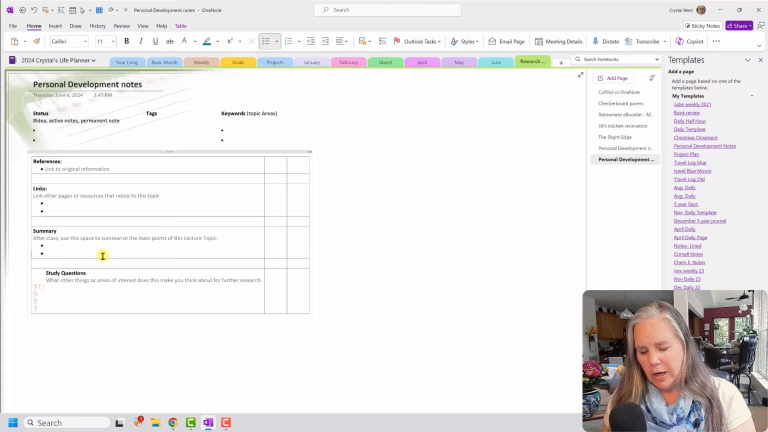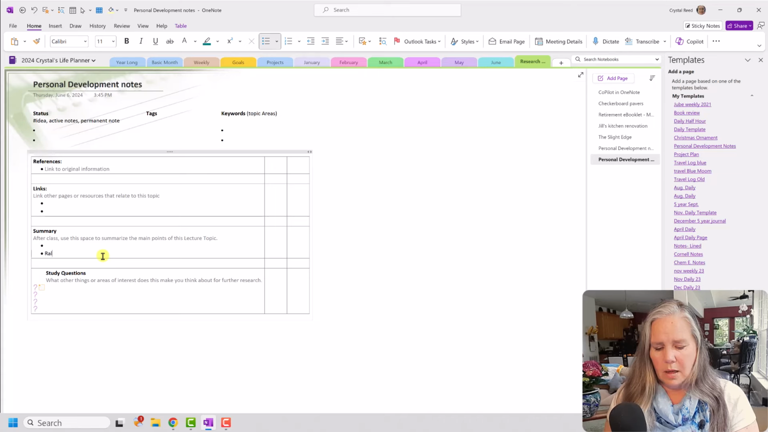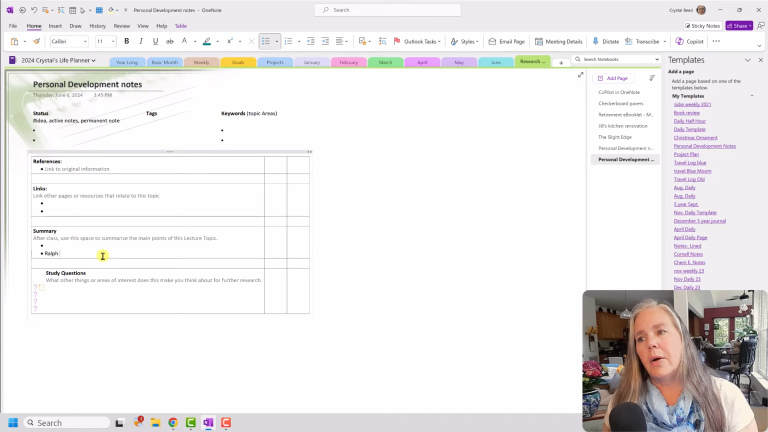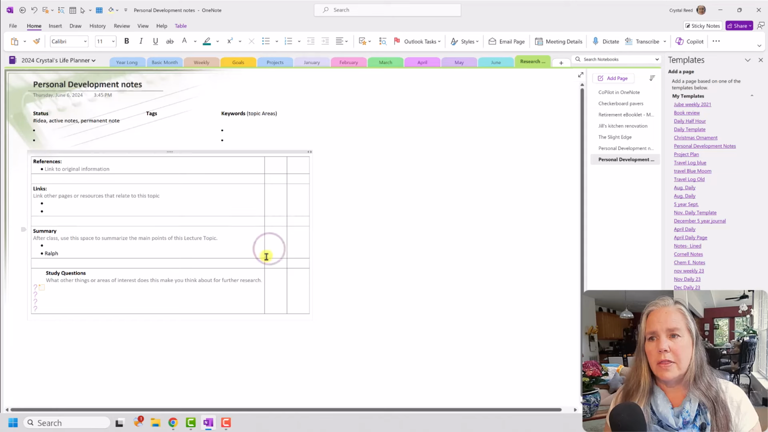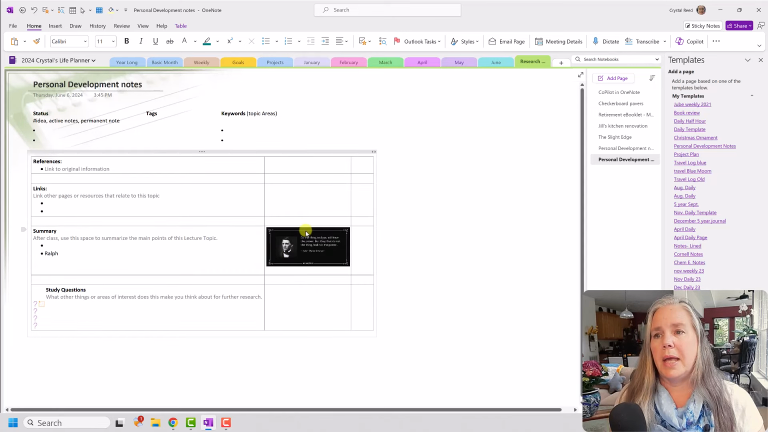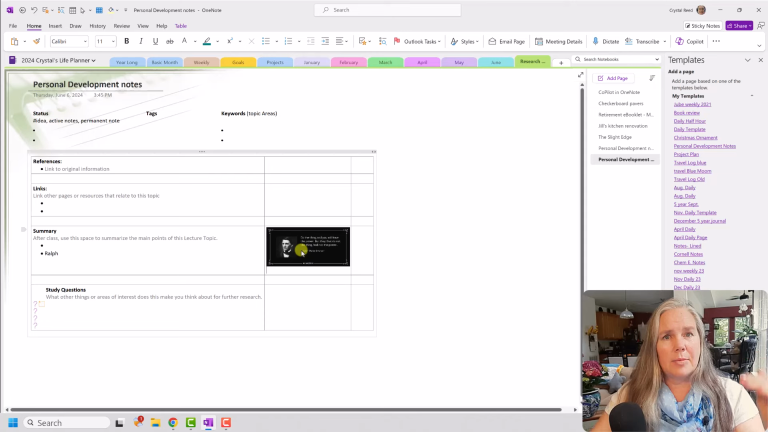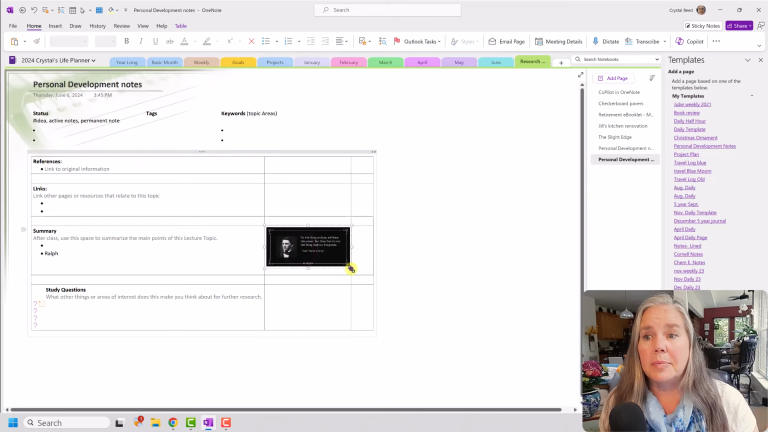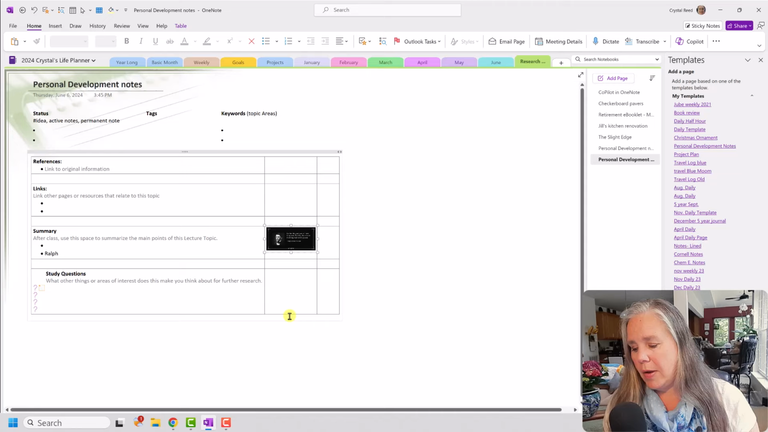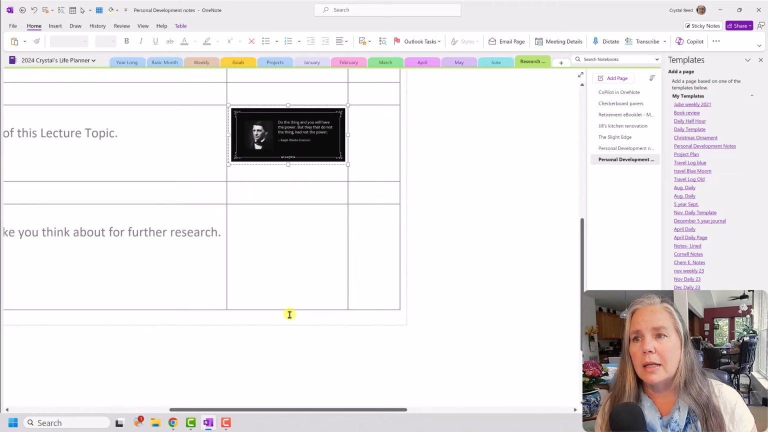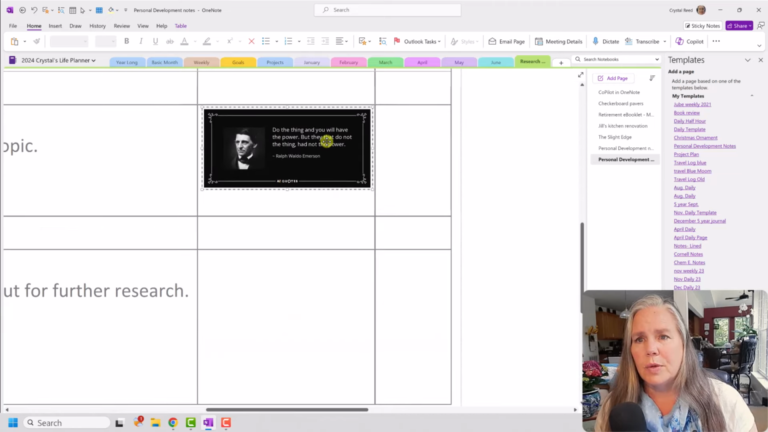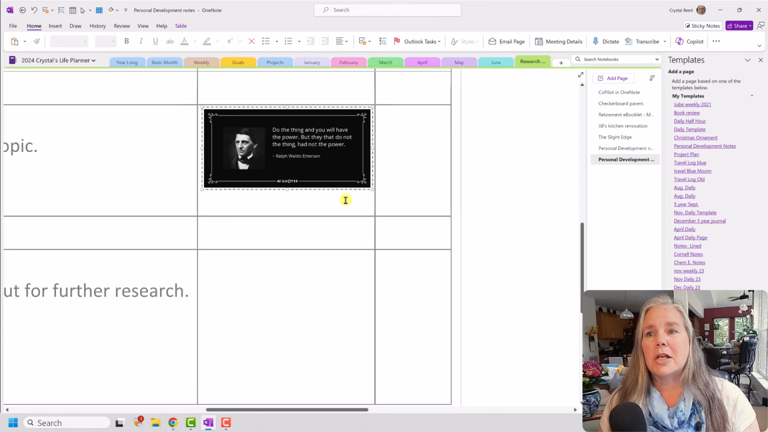If I go over here and I wanted to take a note on Ralph Waldo Emerson, I could do that here. And then over here in this particular cell, I could paste that quote. And you see it kind of helps keep things lined up. Again, because it's a graphic, I can make it smaller if I want. And then as I'm scrolling in, I'm still able to read what that quote says. Do the thing and you will have the power, but they that do not do the thing do not have the power. Okay, so that was interesting.